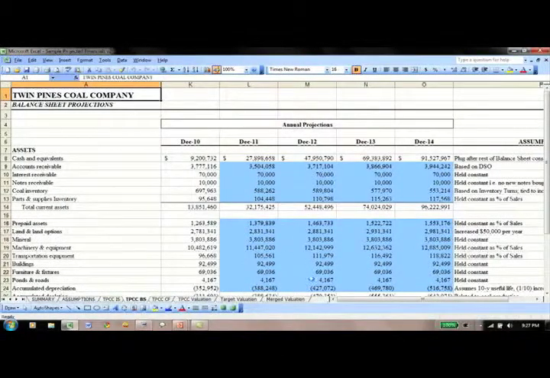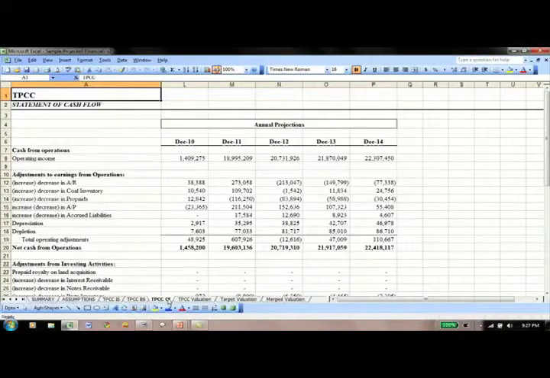Now, if I go to the cash flow statement, what you'll see is that I have some historical data for December of 2010, essentially for the fiscal year that ends on the 31st of December 2010. And as you can see from the formulas, what I am doing is projecting out the cash flow for December 2011 through 2014.